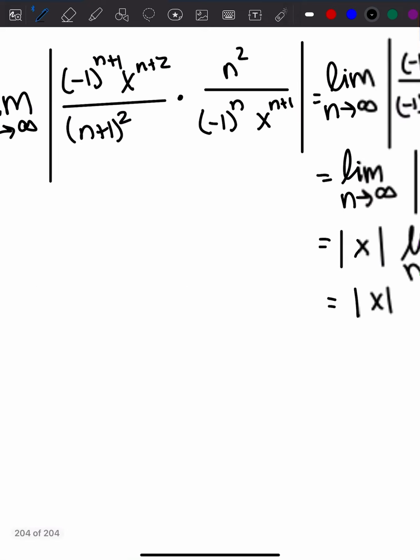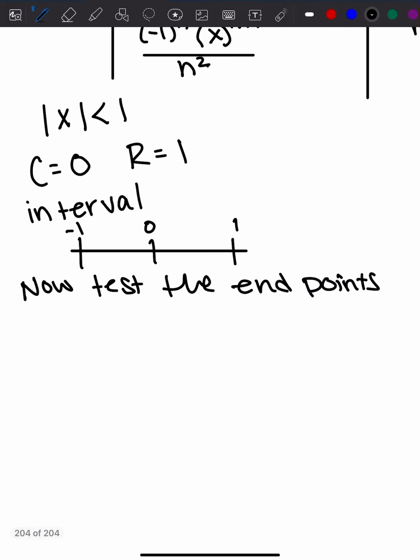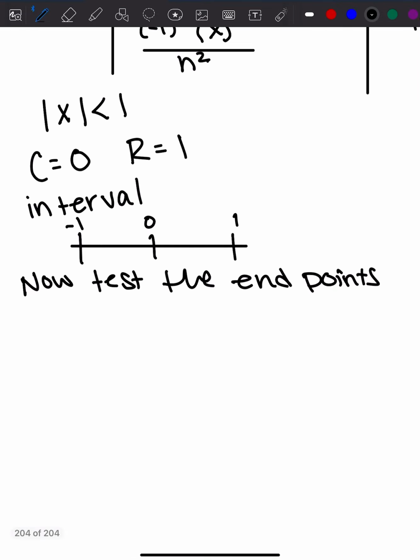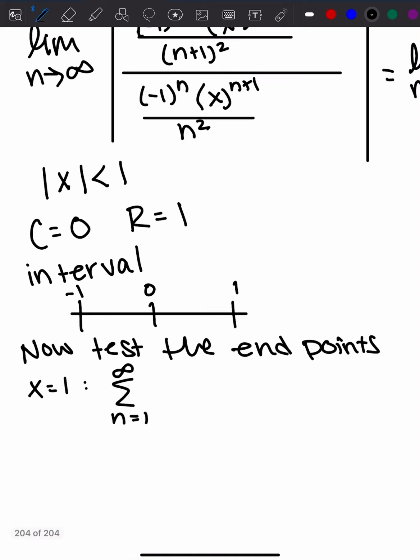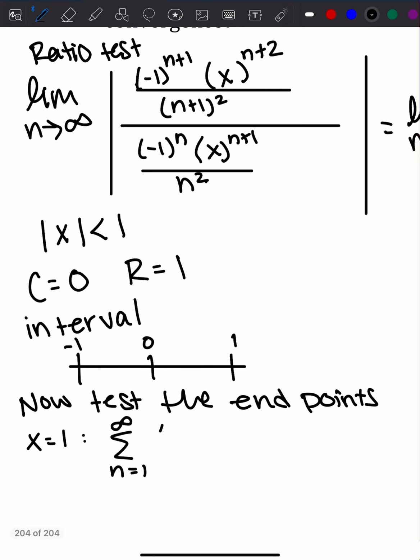So we need to test out when x is equal to 1 and when x is equal to negative 1. When x is equal to 1, we have the summation from n equals 1 to infinity of negative 1 to the n times x, and x in this case is going to be 1 to the n plus 1, divided by n squared. So we're going to go ahead and simplify what we can.